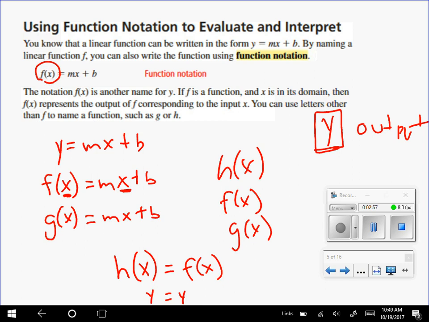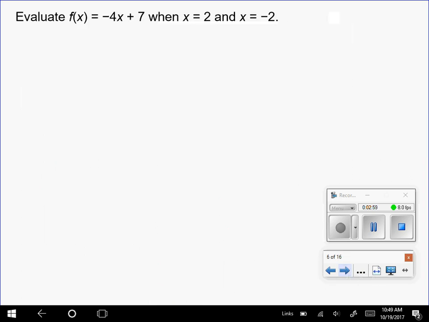So let's look at how we use this. Okay, so it says evaluate f of x, the function based on f of x equals negative 4x plus 7, when x is 2 and when x is negative 2. So we're going to have two different answers here. We're going to have it when it's 2 and when it's negative 2. So we're going to do two different problems.